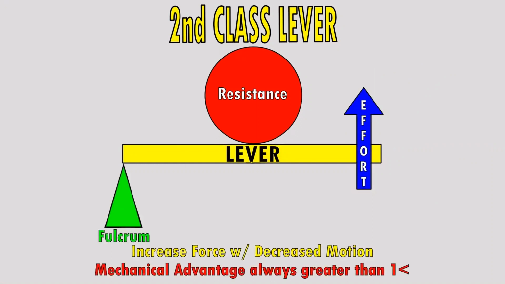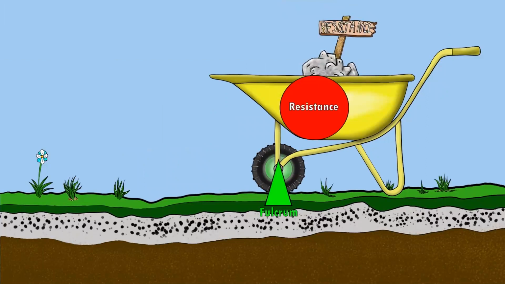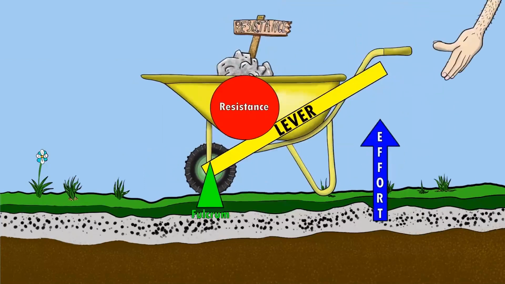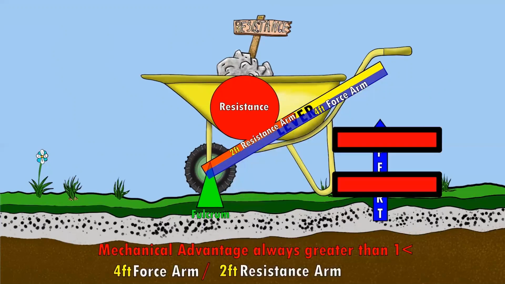The mechanical advantage is always greater than 1. The common real-world item that uses this lever would be the wheelbarrow. The wheel is acting as the fulcrum, with the rock being the resistance in the middle, and the effort force would be the human carrying the thing. Mechanical advantage is always greater than 1, because the force arm is always going to be longer than the resistance arm. This allows you to increase your force produced.